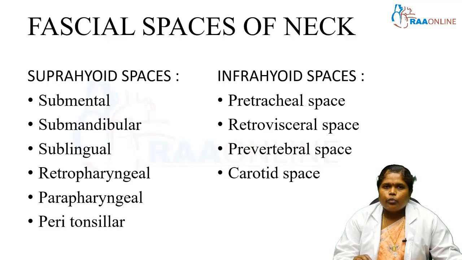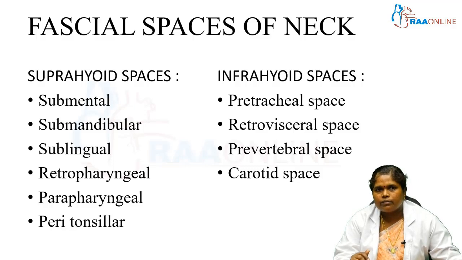So why do we have these spaces in the neck? Like we already have seen in the upper limb, we had these spaces of the hand. So wherever we have fascia in different layers, there will be a potential space between the layers of fascia. So that's why we have the spaces in the hand as well as in the neck.